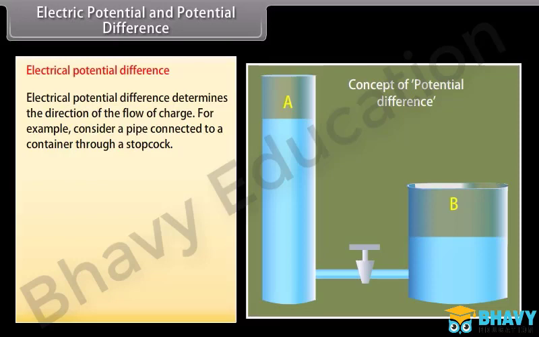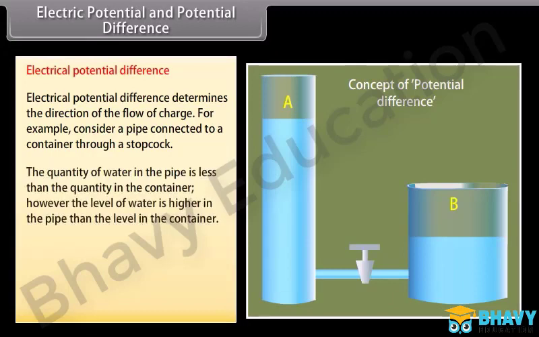Electrical potential difference determines the direction of the flow of charge. For example, consider a pipe connected to a container through a stop cork. The quantity of water in the pipe is less than the quantity in the container. However, the level of water is higher in the pipe than the level in the container.